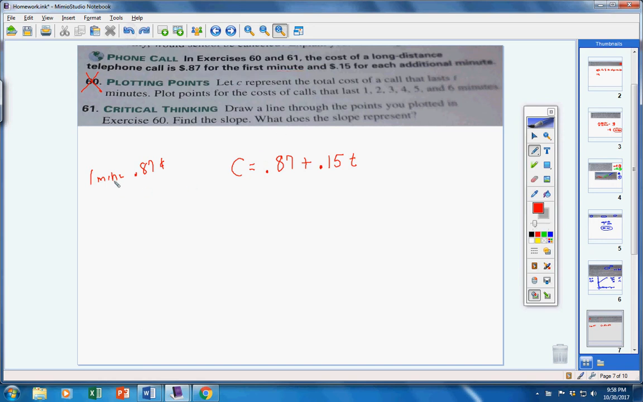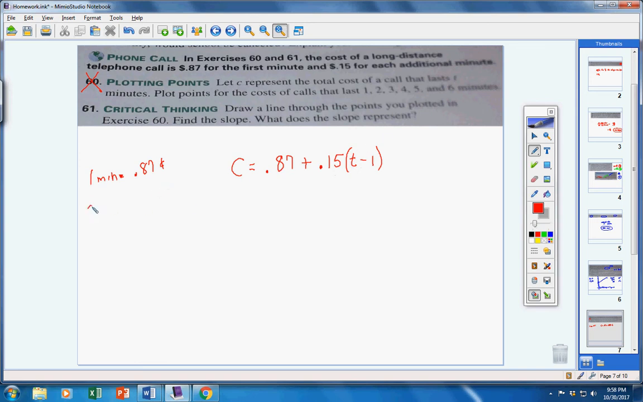So if you talk for 1 minute, it should be this much. So come over here and put a 1 in for T, and look what you get. You get 87 cents plus 15 more cents. You get 92 cents for the first minute. That's not right. So guys, we cannot use that model. However, if you put T minus 1, now watch how this works. Now, when you put 1 in for T, what's 1 minus 1? 0. What's 0.15 times 0? 0. And you get 87 cents.